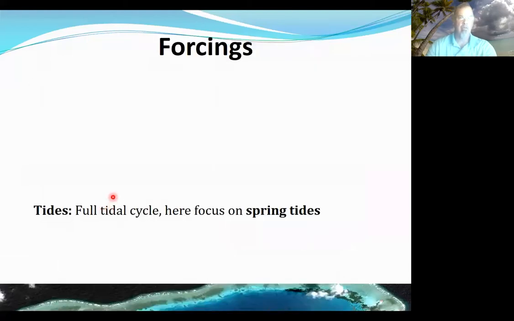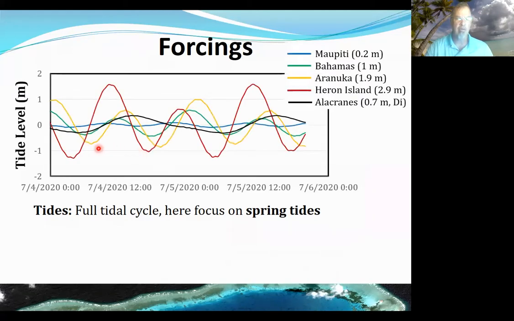Now, in terms of what we put into the model, it's driven by waves and tides. The tides we model over a full tidal cycle, but here we'll focus on the spring tides because that's where most of the action occurred. For the tides, we wanted to see what the impact of tidal range and tidal period was. So we used a number of different tidal approximations, including from Malpighi in French Polynesia, where the spring tidal range is about 0.2 of a meter.